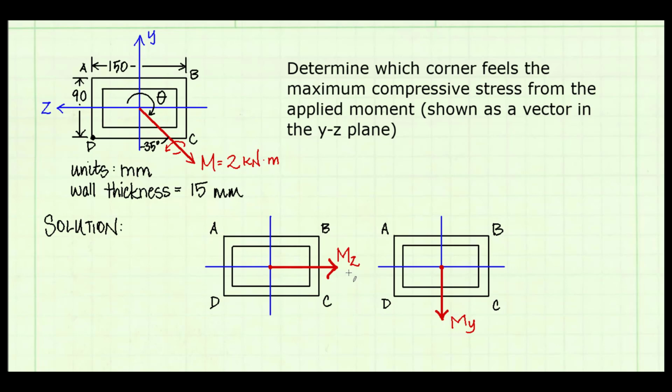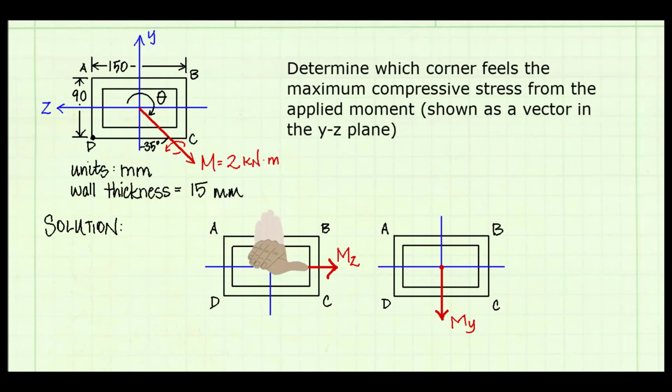I've split the applied moment into its z and y components, showing them as vectors. Let's consider the z-direction moment first. The z-direction moment vector is shown on the z-axis. This means that the z-axis is the neutral axis for this vector. On one side of the neutral axis, the stresses will be in compression. On the other side, they'll be in tension.